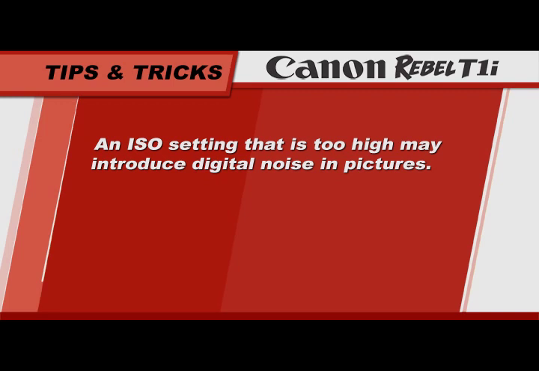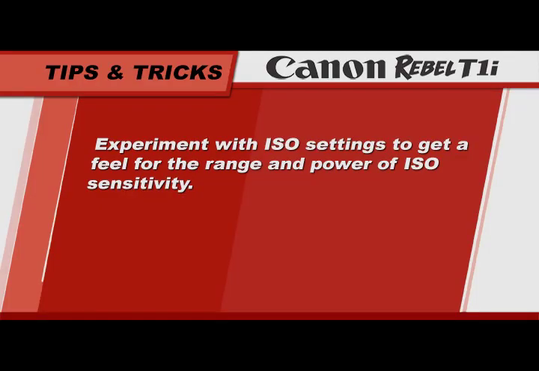Keep in mind that a higher ISO setting may introduce noise or grain into your images. An ISO setting that is too high for the shooting conditions will make the image lose quality, and you might even start to see particles in your pictures. Experiment with ISO settings to become more familiar with their range and control. The image sensor on your camera is very powerful. It gives you the flexibility to shoot in low light conditions and still get amazing pictures.